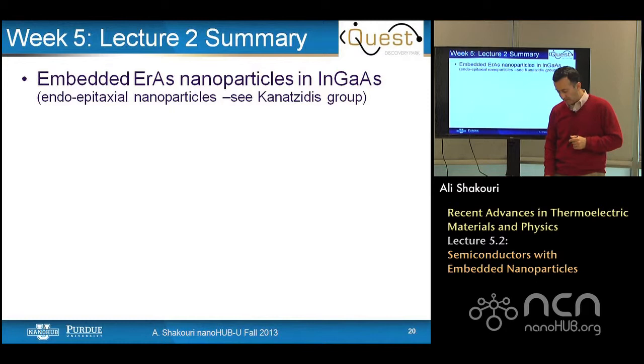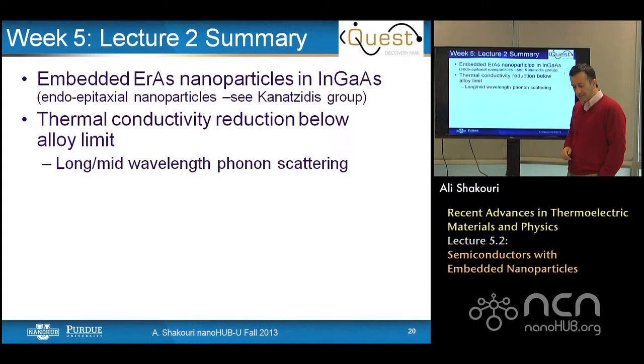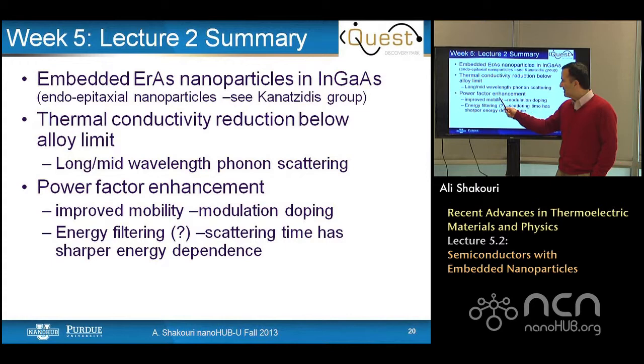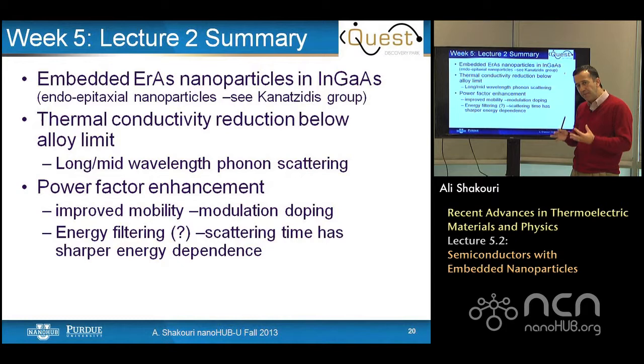Thermal conductivity reduction below the alloy limit is possible because we have mid-to-long wavelength phonon scattering, something that cannot happen with atomic substitutions and alloying. And finally, power factor enhancement is hard. You can get slightly improved mobility because you can call it a modulation doping, but effectively at the same carrier concentration, numbers are similar. At least you don't get penalized. Could you call this energy filtering?